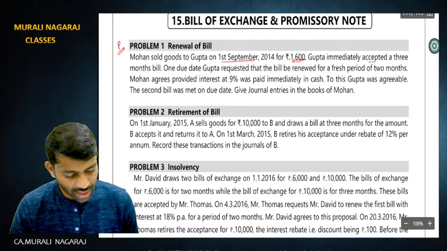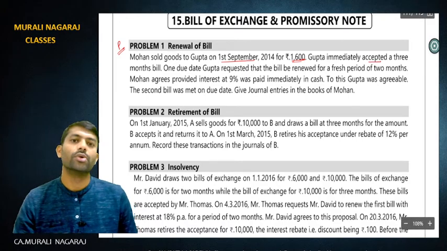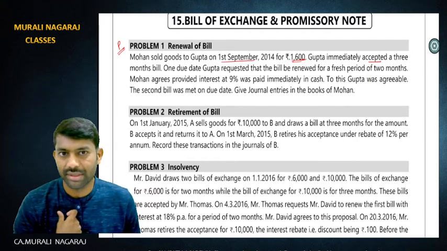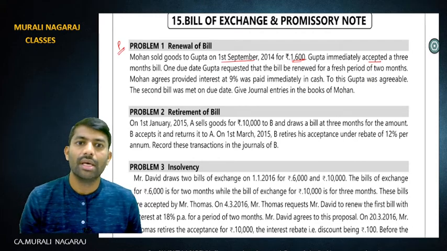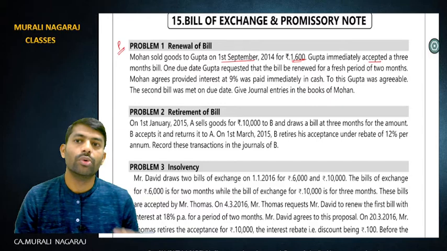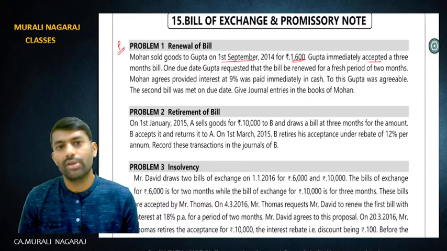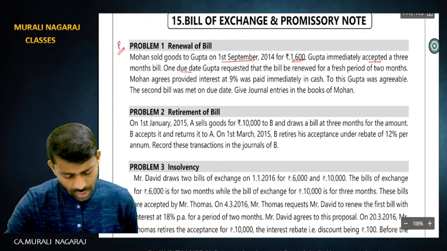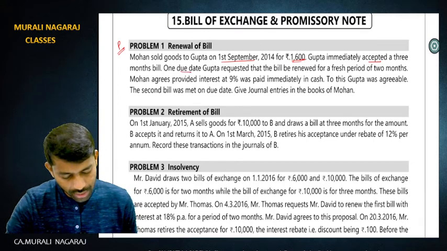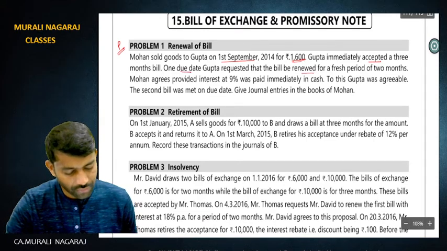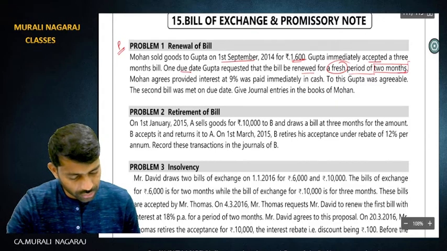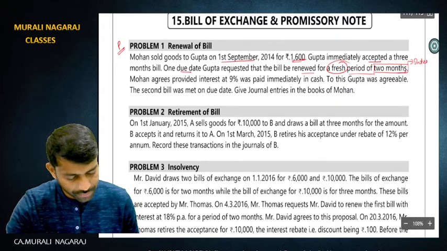Gupta immediately accepted a 3 month bill. So Gupta has accepted, which means our customer has accepted, so for us it's a bills receivable. For Gupta it is a bills payable. You have to check in whose books you are, and pass the entries from his angle. On due date, Gupta requested that the bill be renewed for a fresh period of 2 months. It is a fresh period of 2 months, so for these 2 months only, interest will apply.